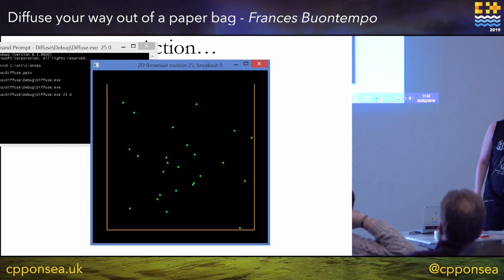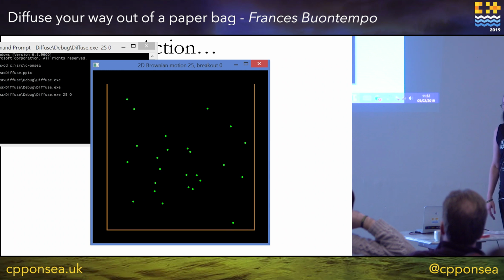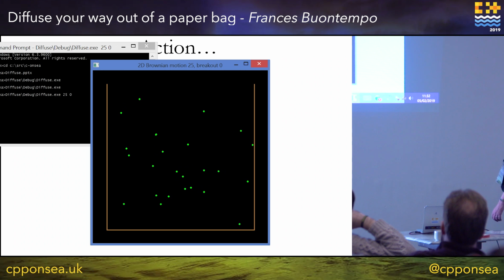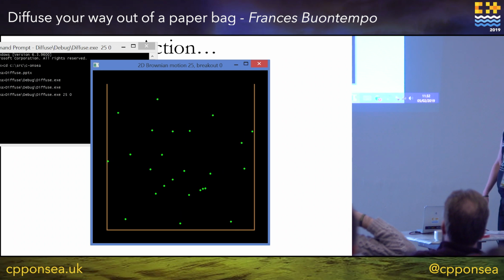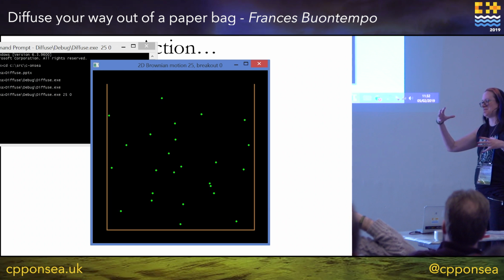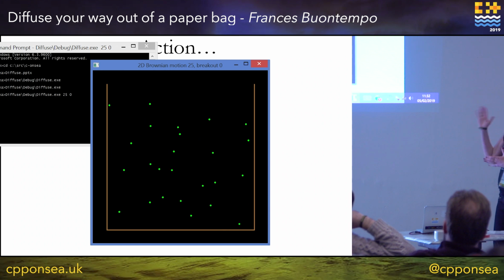I did say this. This made it take even longer, so... Still quite mesmerising to watch. They still are spreading out, but I've messed with the Brownian motion by doing the edge detection.